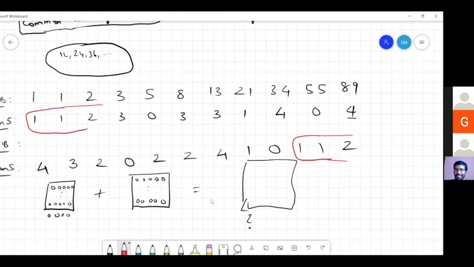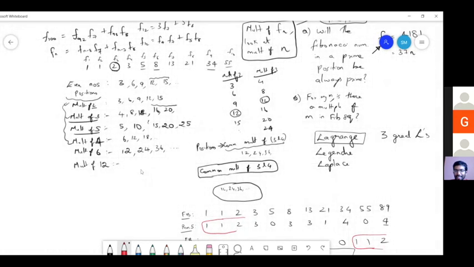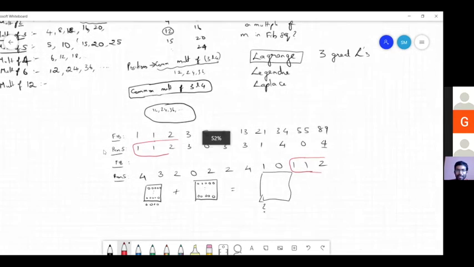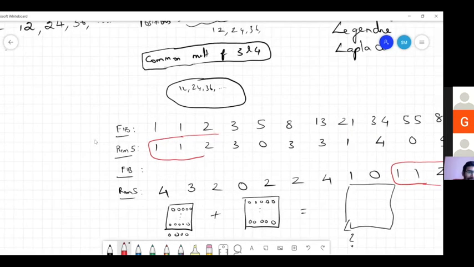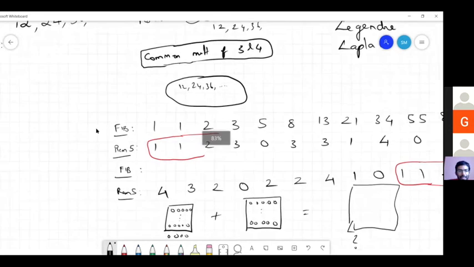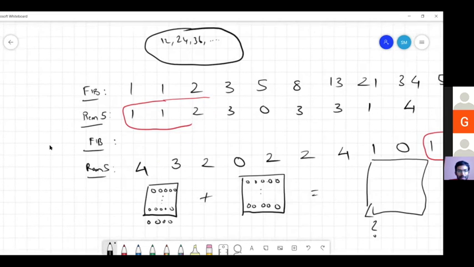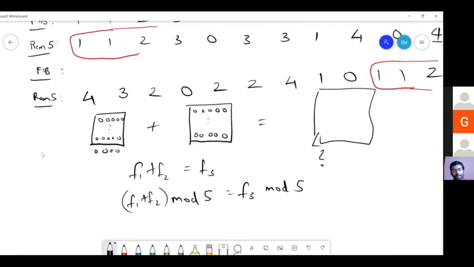Because we know F1 plus F2 is F3. Correct. So if you apply the mod operation on both sides, it turns out that F1 plus F2 mod 5 is the same as F3 mod 5. Just a minute, I'll write what I was saying. F1 plus F2 is equal to F3, so taking mod 5 on both sides, it is equal to F3 mod 5.